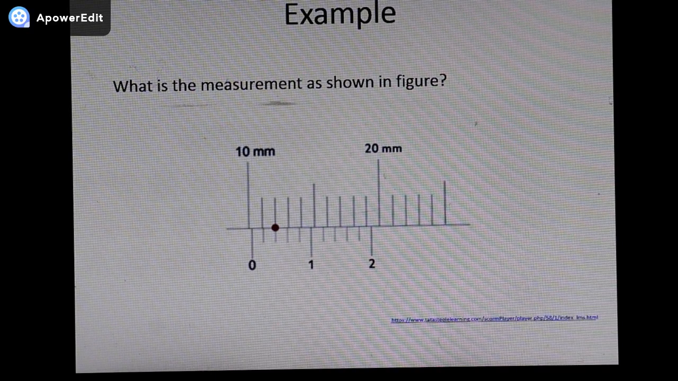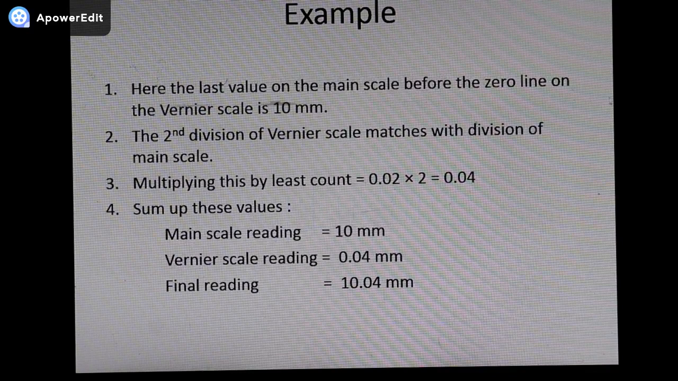Let us consider one more example. What is the measurement as shown in the figure? We have one figure where we have to find out the exact reading of the vernier scale. Please see this figure carefully and follow the regular steps which were explained earlier. Here the last value on the main scale before the zero line on the vernier scale appears to be 10 mm. So 10 mm represents the main scale reading.